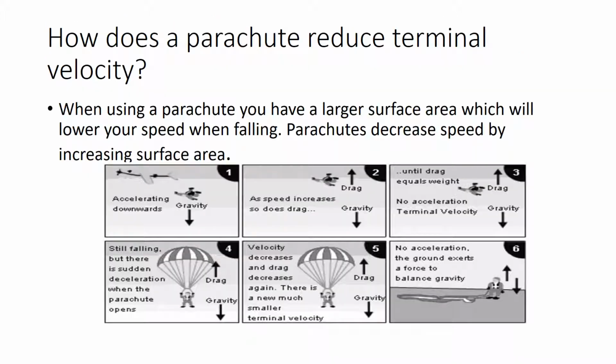So how does a parachute reduce terminal velocity? Okay, so when you use a parachute, you have a larger surface area, which will lower your speed when falling. So parachutes decrease speed by increasing the surface area.